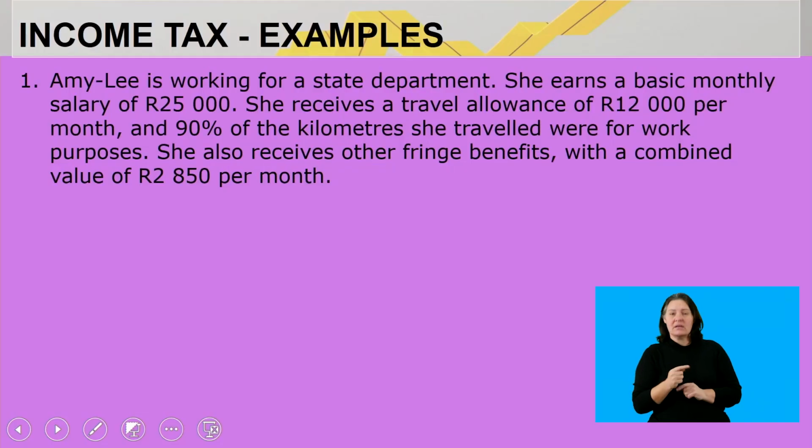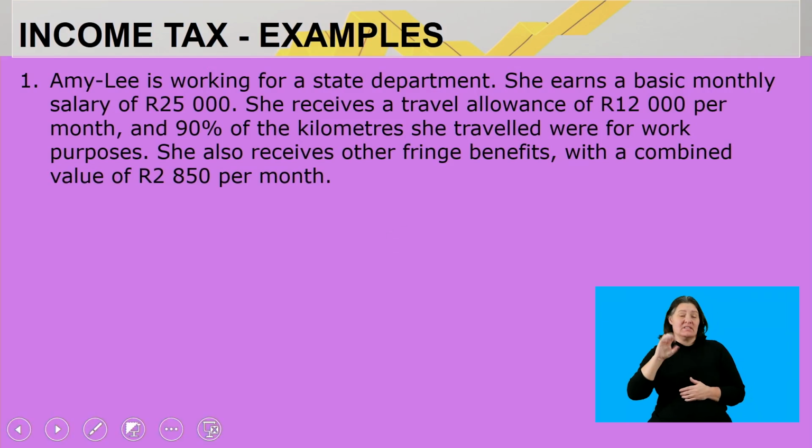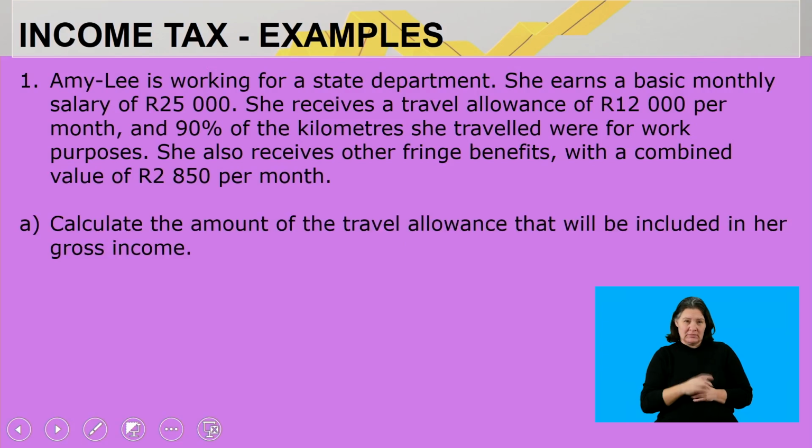Let us now look at some examples, right? So what I've said in the first part of our lesson, we're going to apply that now. So let's look at our first part, right? I said here, Amy Lee is working for a state department. She earns a basic monthly salary of 25,000 Rand. She receives a travel allowance of 12,000 Rand per month, and 90% of the kilometers she traveled were for work purposes. She also receives other fringe benefits with a combined value of 2,850 Rand. Okay, so that's our context. So let's look at our first question.